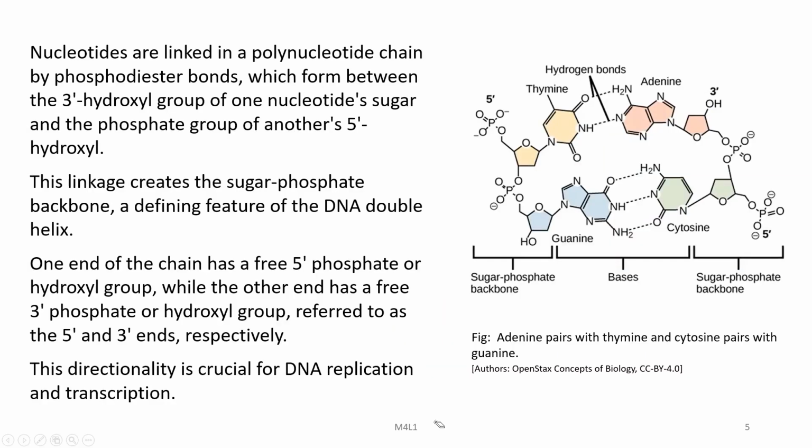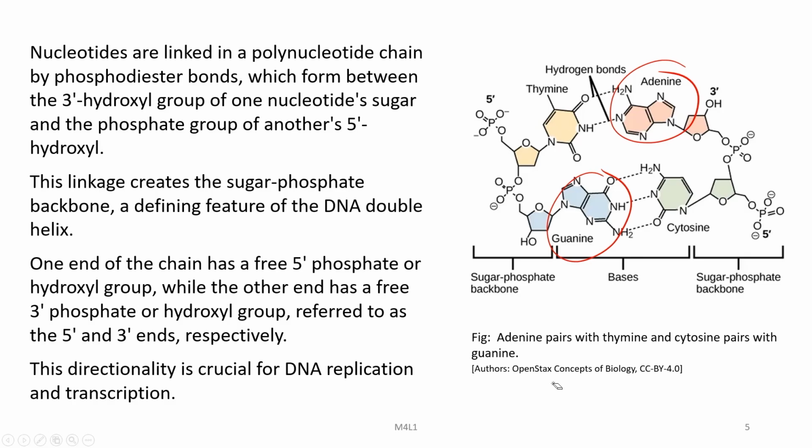These nucleotides are linked in a polynucleotide chain, as we have just mentioned, by phosphodiester bonds, and these form between the 3' hydroxyl group of one nucleotide sugar and the phosphate group on another's 5' hydroxyl group. And this linkage creates the sugar phosphate backbone, which is a defining feature of the DNA double helix. There you can see the sugar residues and the sugar phosphate backbone with the phosphate groups, and then you see the thymine, adenine, guanine and cytosine.